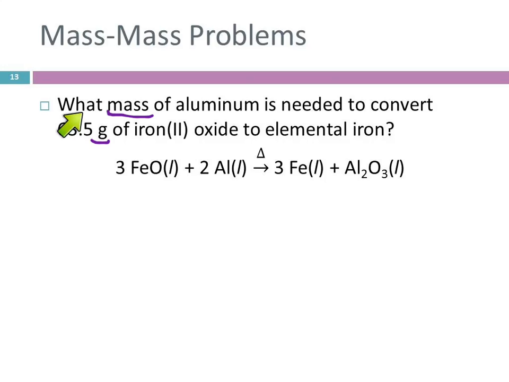So the question, what mass of aluminum? Well, find aluminum in here. It's Al. So I'm going to write question mark grams, because gram is a unit of mass. Needed to convert 63.5 grams of iron(II) oxide. So this is the iron(II) oxide, and I'm going to write its mass underneath.